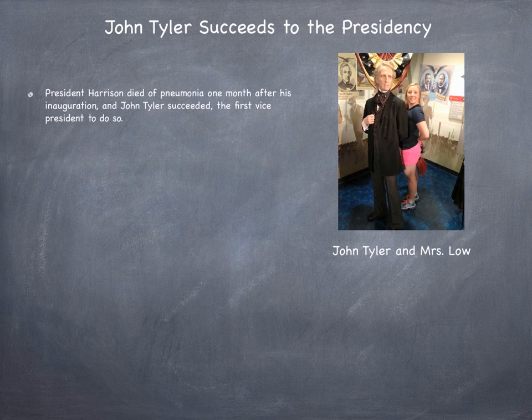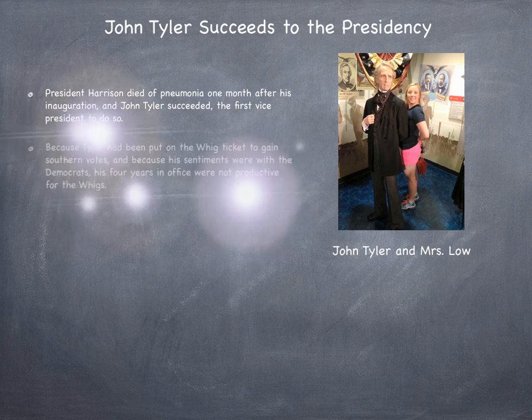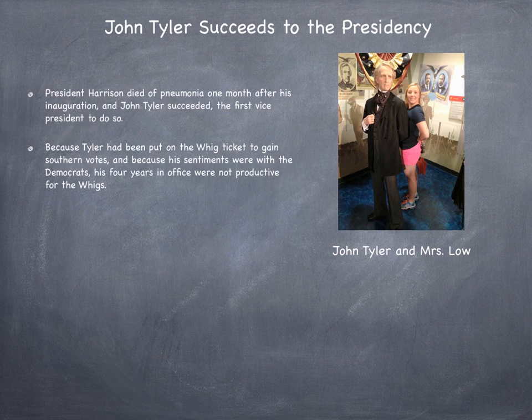So, shortly after taking office, President Harrison dies of pneumonia, and John Tyler succeeds him, being the first vice president in U.S. history to do so. But because Tyler had been put on the Whig ticket to gain Southern votes, and because his sentiments were with the Democrats, his 4 years in office were generally not productive for the Whigs.